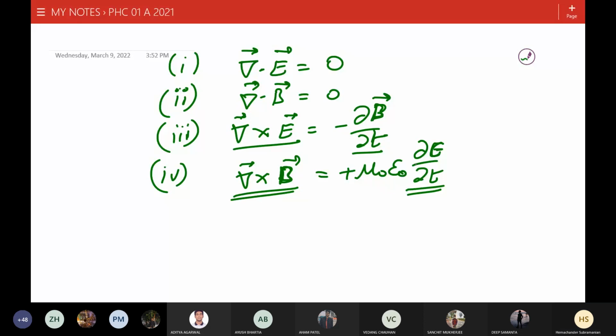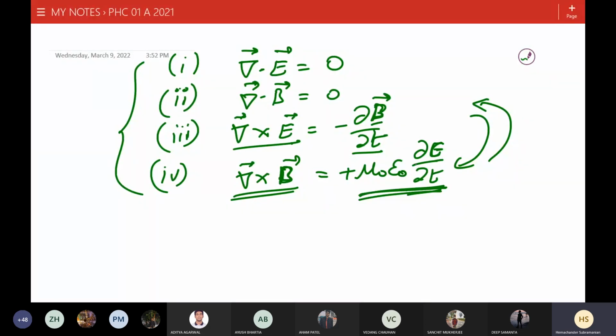So you see the symmetry between these two terms. Changing magnetic field creates a curling electric field. Changing electric field creates a curling magnetic field. This is where Maxwell came into his own. Basically, these equations were pretty much known except for this term. Maxwell introduced this term, but everything else was known already.